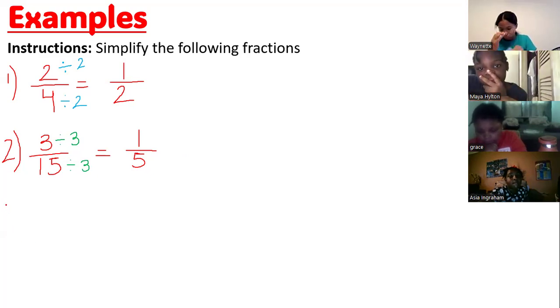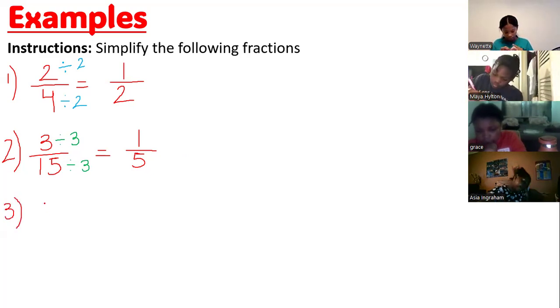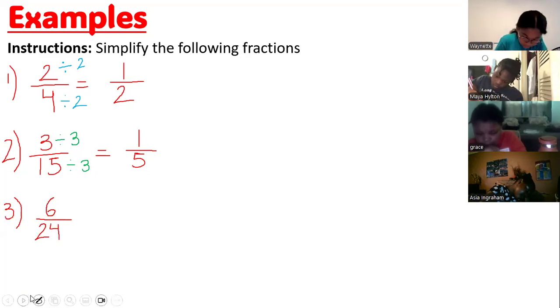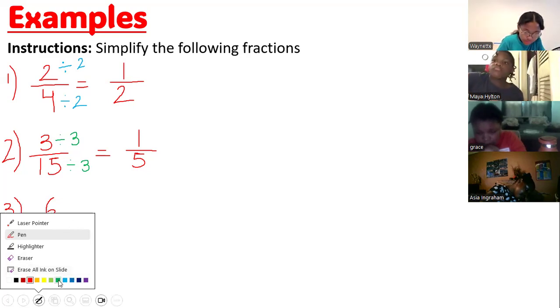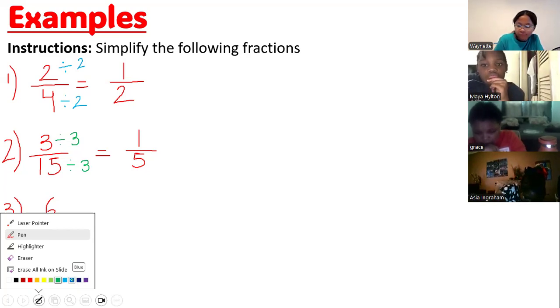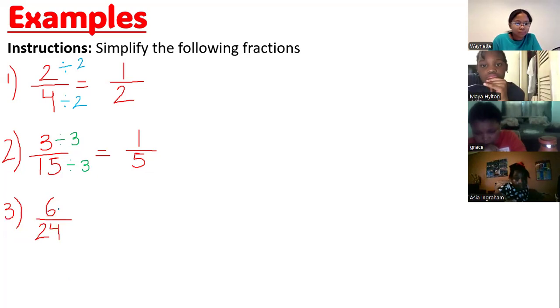So it's going to be 3. So let's say we have 6 over 24. All right, what number can we use to go into both of them? We could use 2 or 6. We could use 4. 4 can't go into 6. Okay, sorry, because 6 is not inside a multiple.